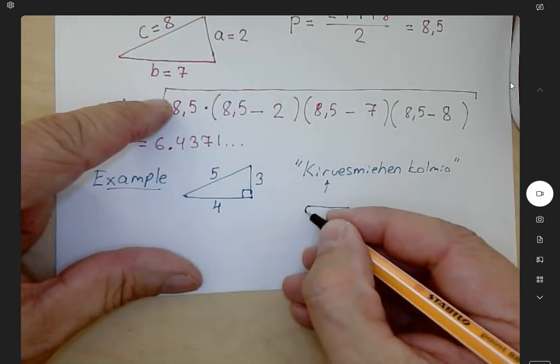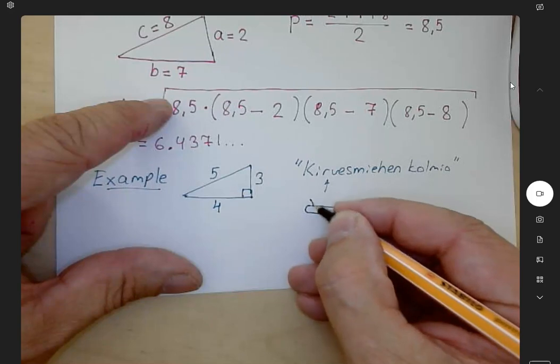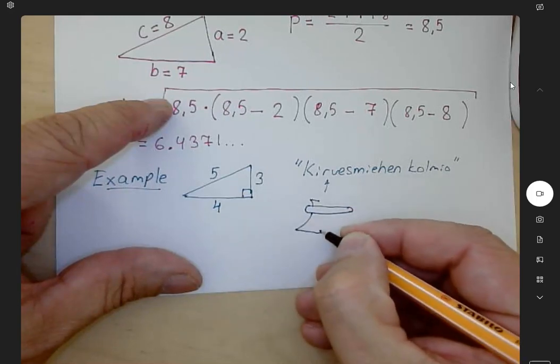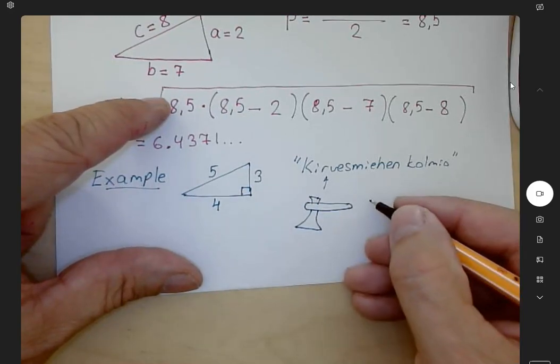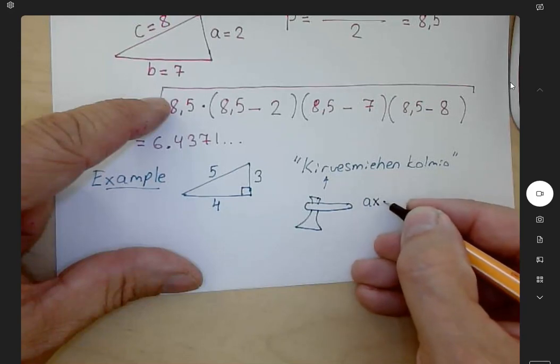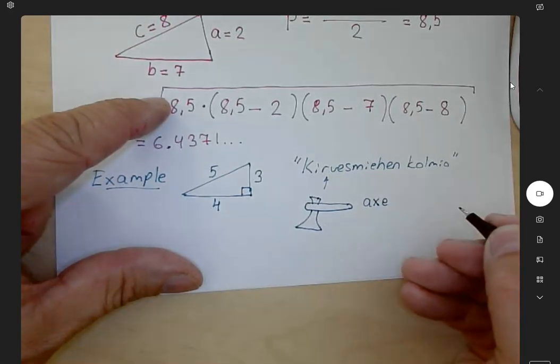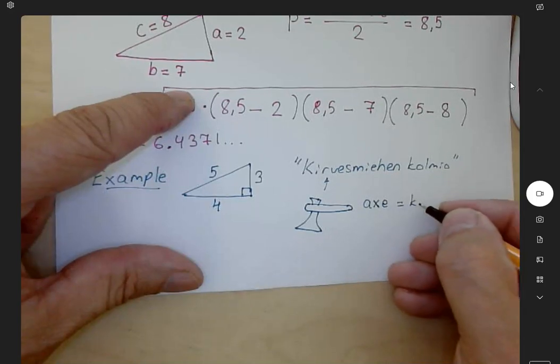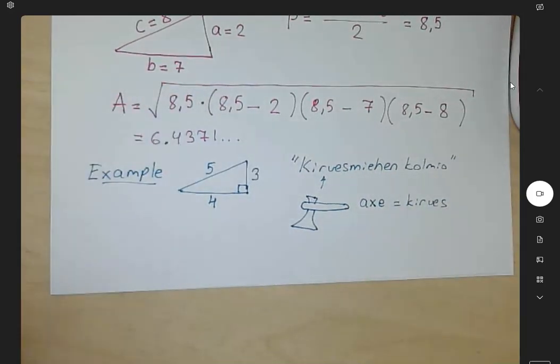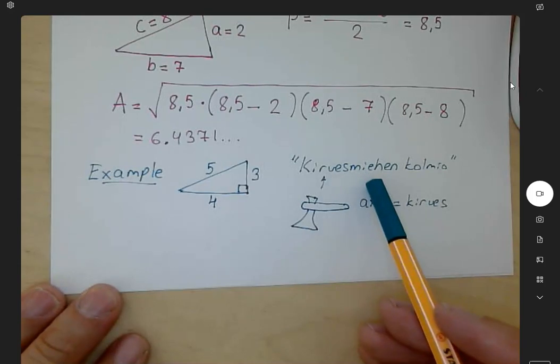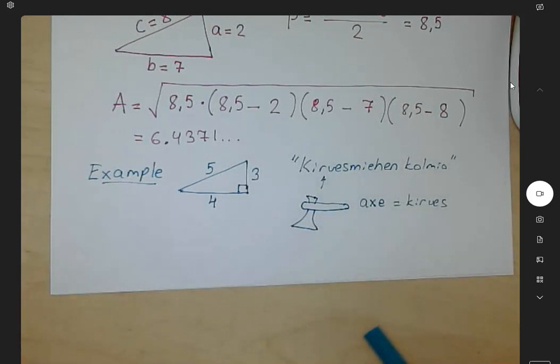Again, my drawing skills. Is it axe? Yes. An axe, like this. I should practice my drawing skills for the next academy. And mies is a man, so this means axe man, and it is the same as carpenter in Finnish.